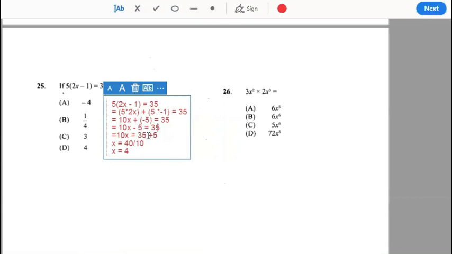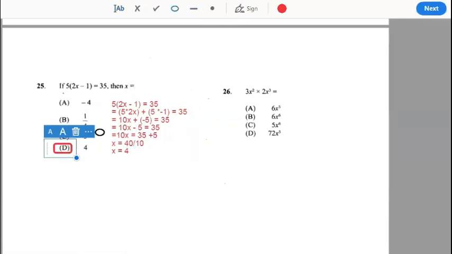10x is equal to 35 plus 5, as we take the 5 from this side and move it over the equal sign, it becomes positive. So x is equal to 40 divided by 10, and our answer is x is equal to 4.